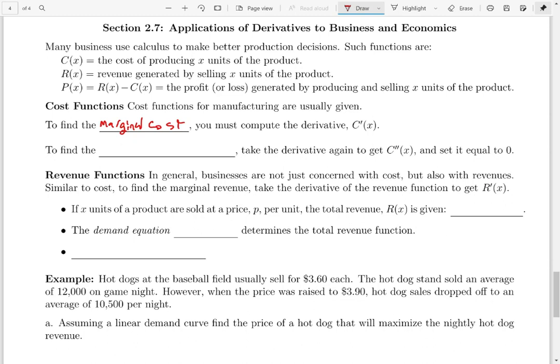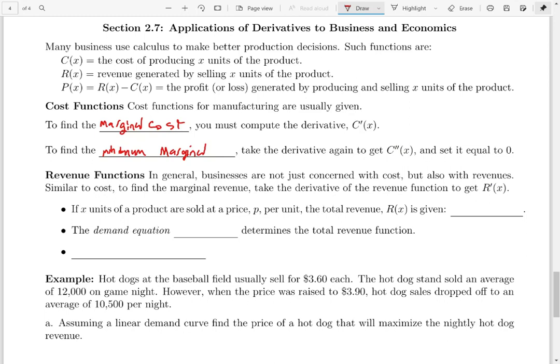And so to find the minimum marginal cost, you're going to take the derivative again to get the second derivative, C double prime of X, and set it equal to 0. And so recognize that if we're working with the marginal cost function, that's C prime, you're really going to be able to find information about the cost function itself.